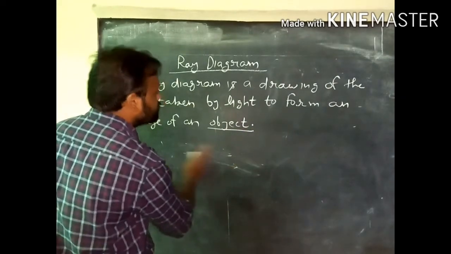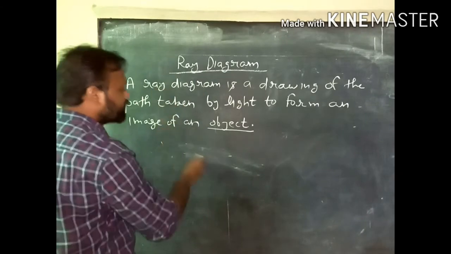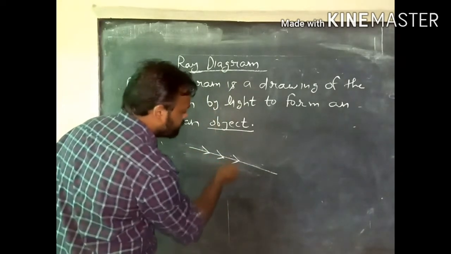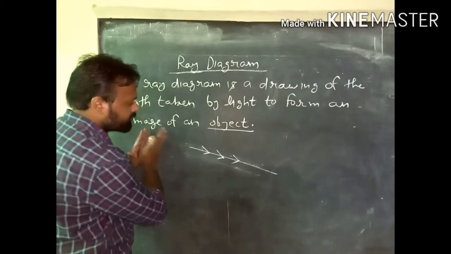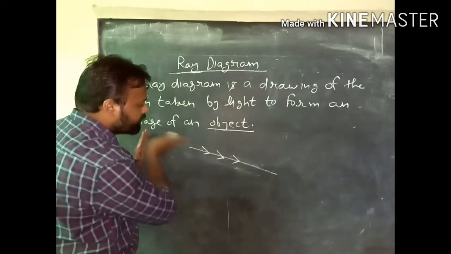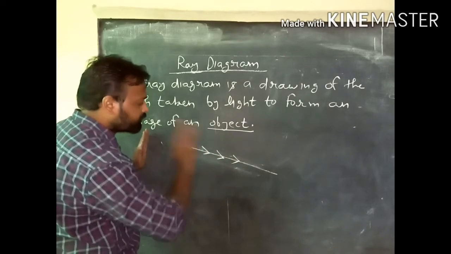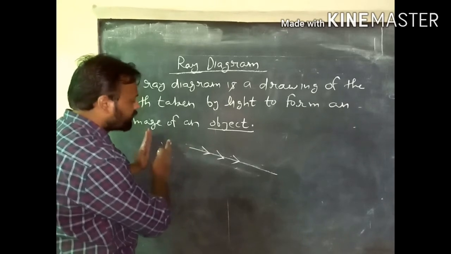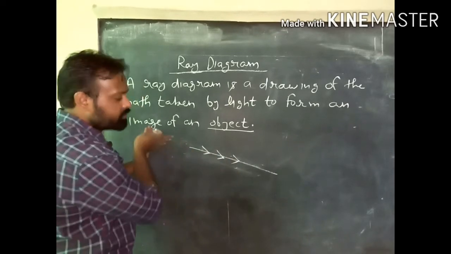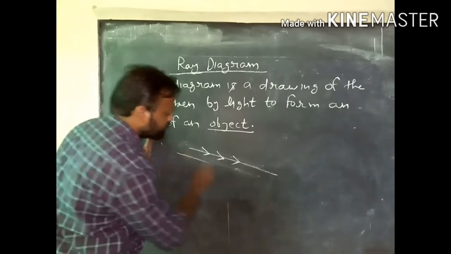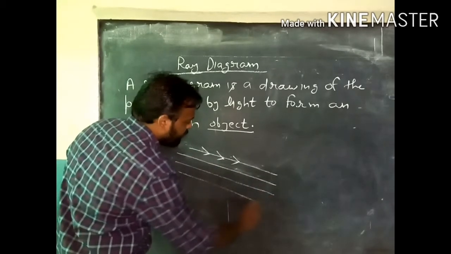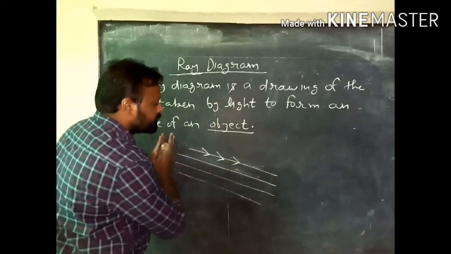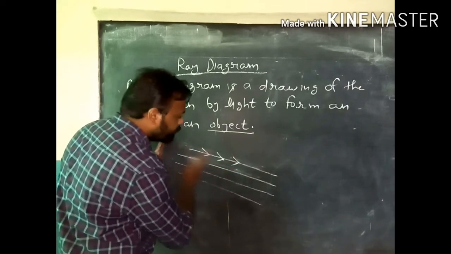So just understand what a ray is. A ray only represents the path taken by the light. Suppose light rays are coming from this direction. We cannot see the light rays, we can see only the object. But when we draw a diagram to explain the concept, we use these simple lines, and these lines show the path of the light, meaning the light is taking this path.